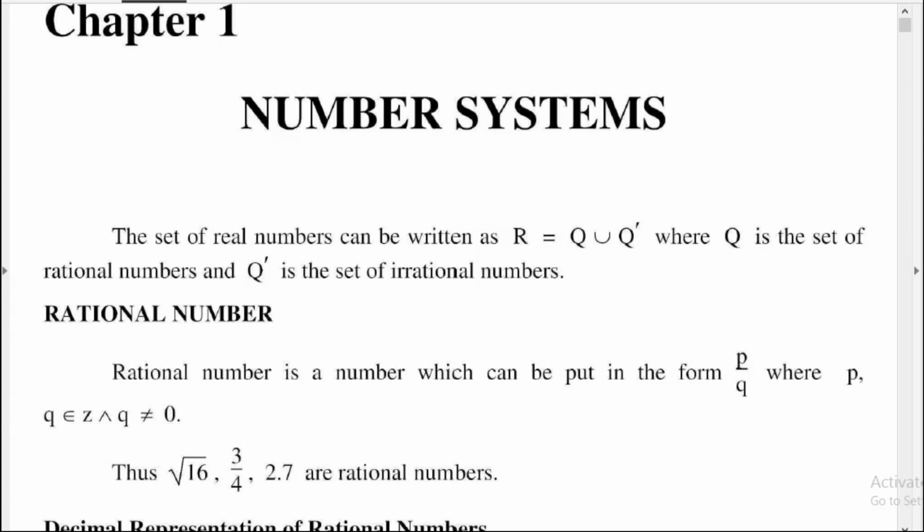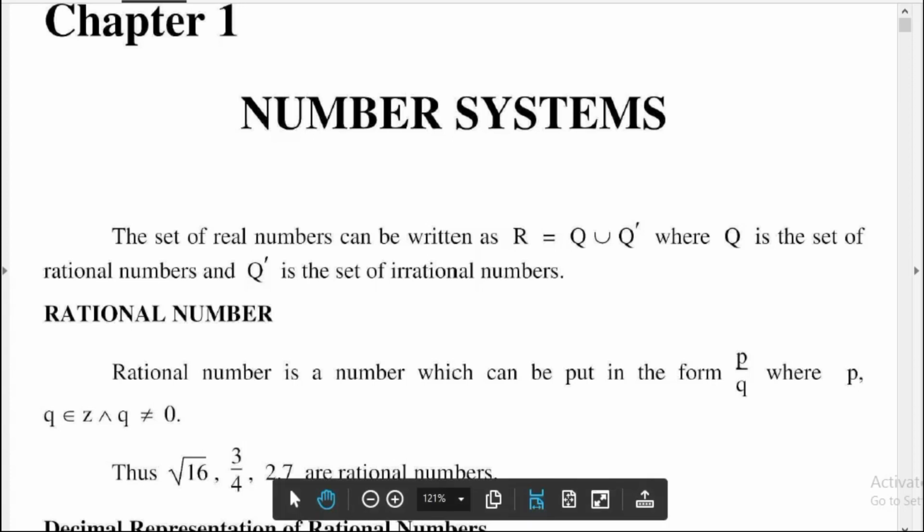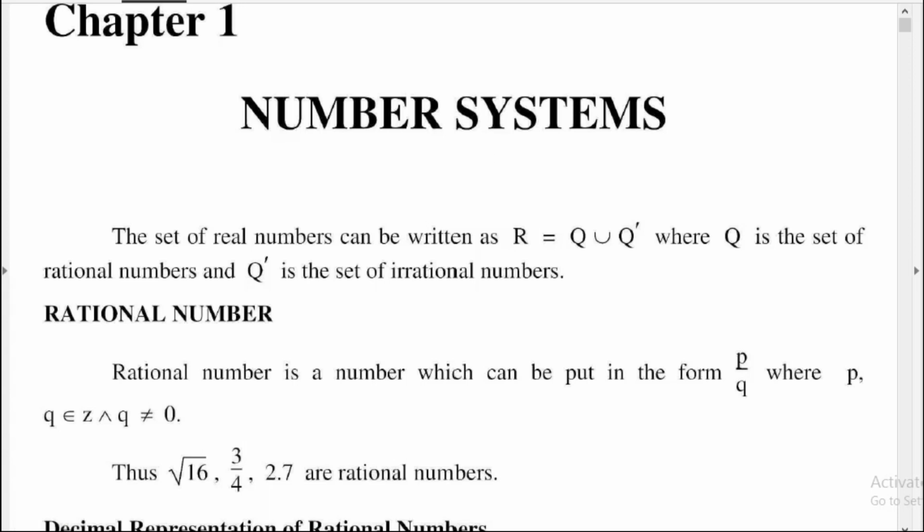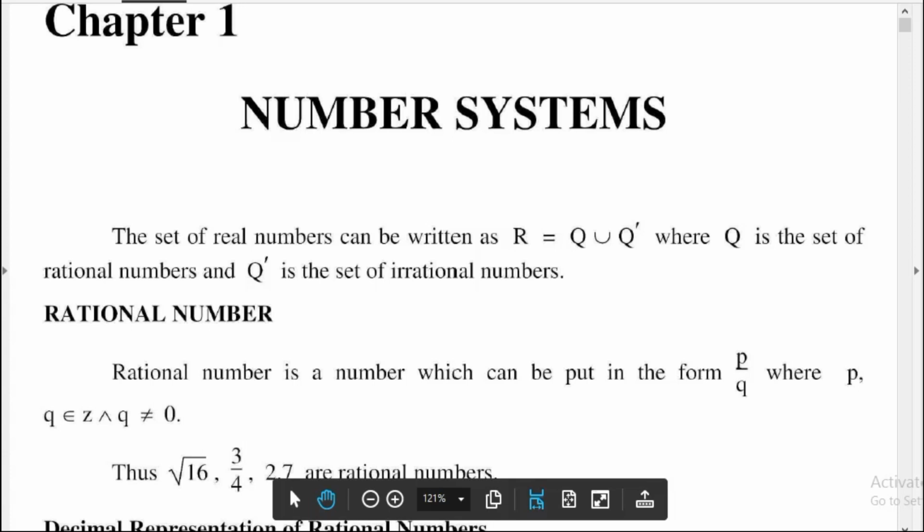Next, rational numbers can also be defined. A rational number is a number which can be put in the form of p over q, where p, q belong to Z and q not equal to 0. For example, square root of 16, 3 divided by 4, 2, 7 are rational numbers.